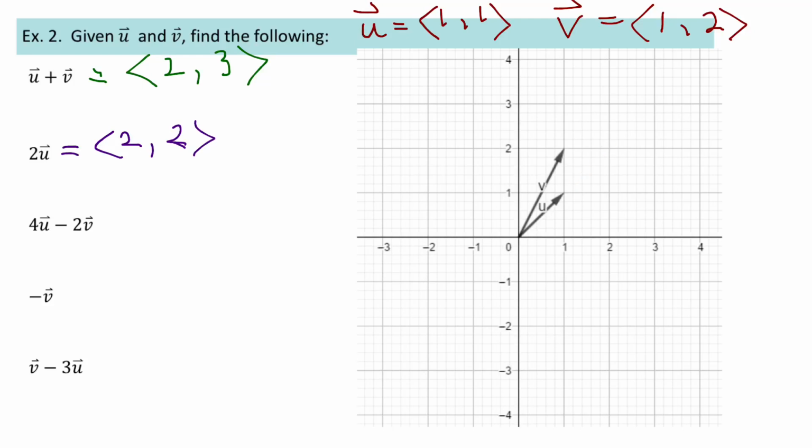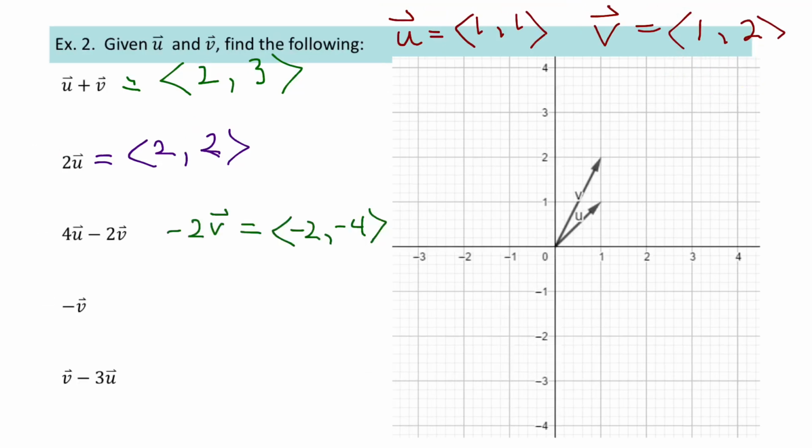Okay, the next thing we're going to do is 4U subtract 2 times V. So when we have a subtract, we just change the signs of V and then add 4 times U plus the new V, which has been reversed in the other direction. So that's negative V. Now if I go ahead and figure out what negative 2V is at the same time here, that'll make things a little easier. So I'm going to double 1 and double 2. So this one right here is the one I'm going to add to 4U.